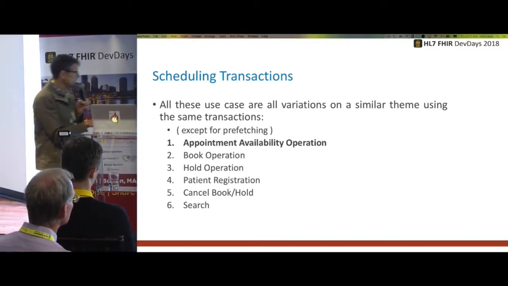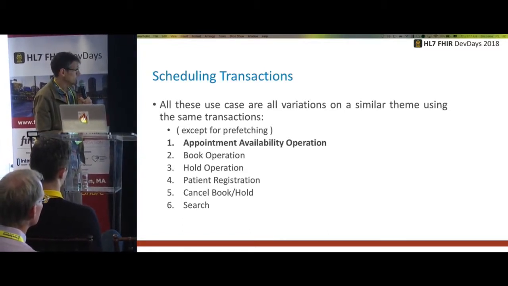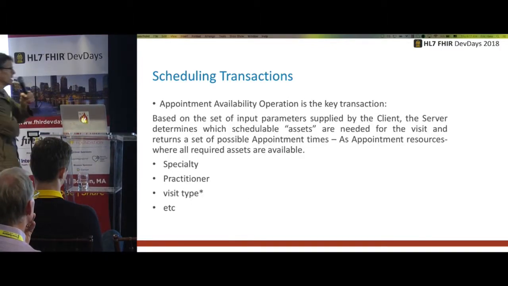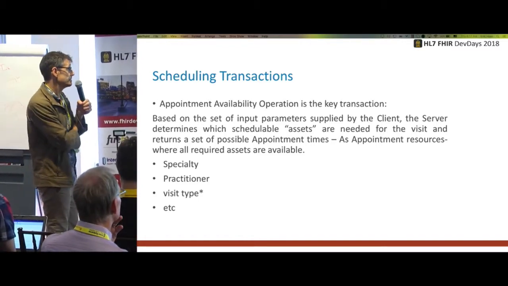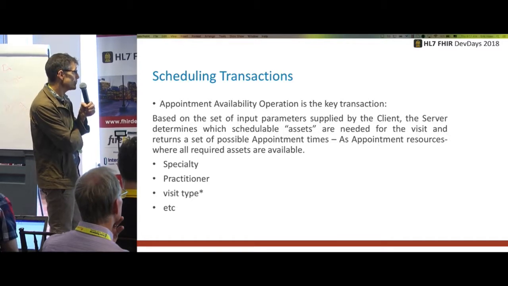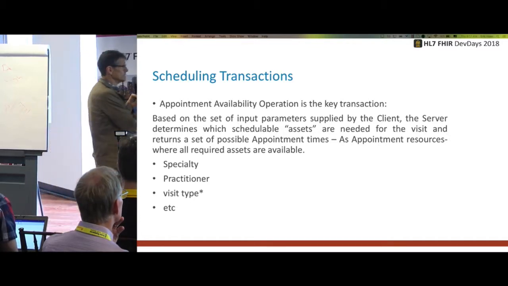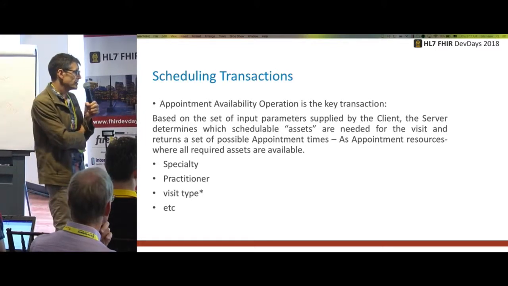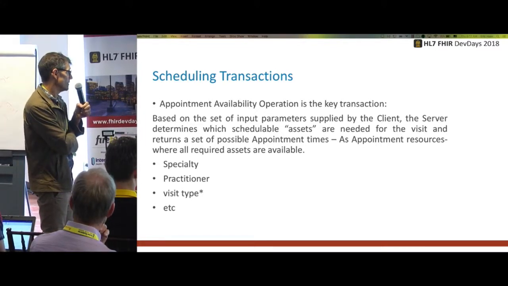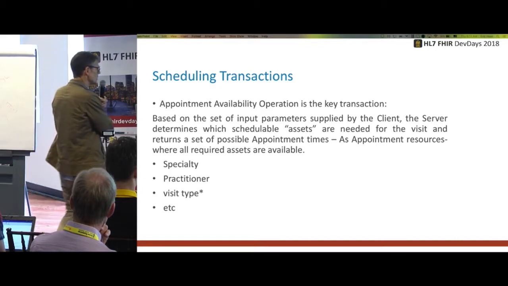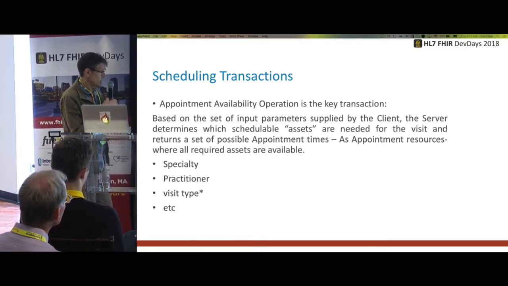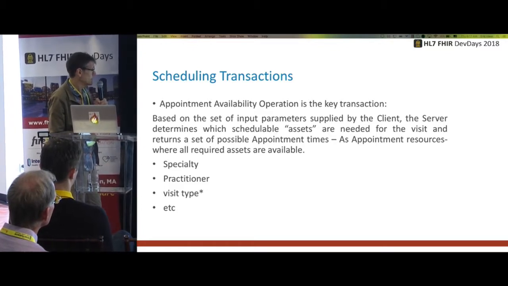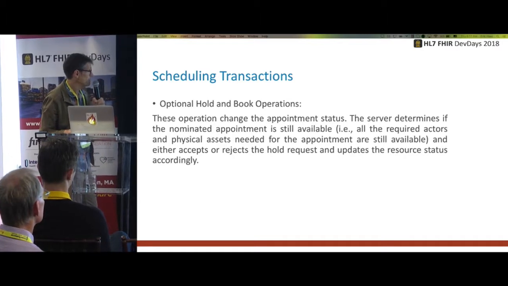Okay, so that's the key appointment availability operation. Again, we're just reviewing that. I think that is the key to this whole guide, the availability operation. It's based on a set of input parameters supplied by the client, and then the server decides whether or not they can send back some available appointments. There's a variety of parameters I just showed you in the previous IGs, but things like specialty, practitioner, visit type, for example, and it gets much more involved than that.